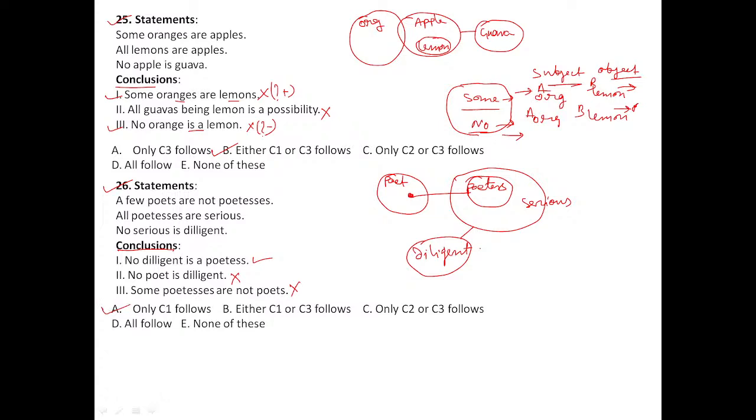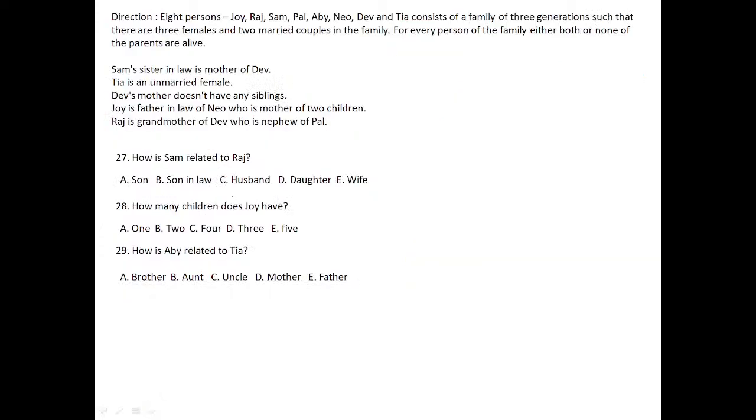So this is the syllogism part, and now moving to the next part. Okay, here is the blood relation question. Read it and try to understand the question here. See if you can get the answer.